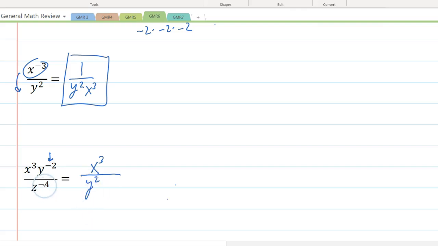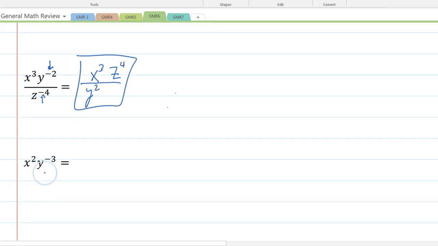The z to the negative 4, again, he's very negative down there in the denominator, so that negative sign down there tells me that we need to flip him to the top. Z to the power of 4. Now all of my exponents are happy.